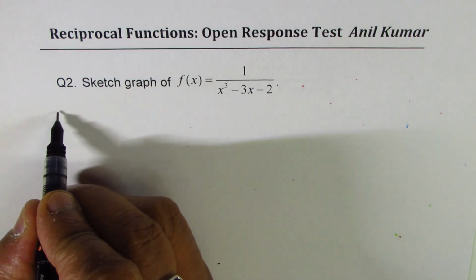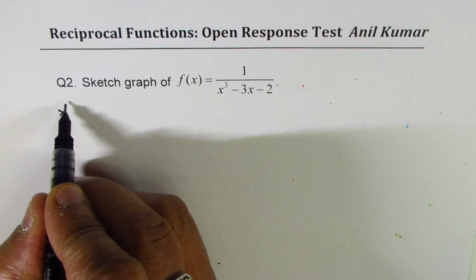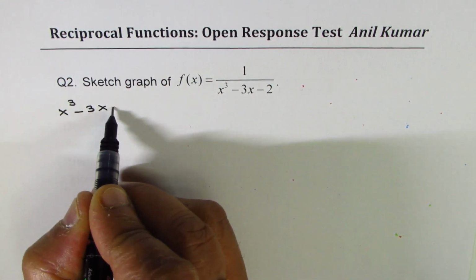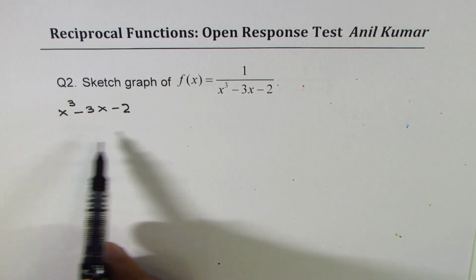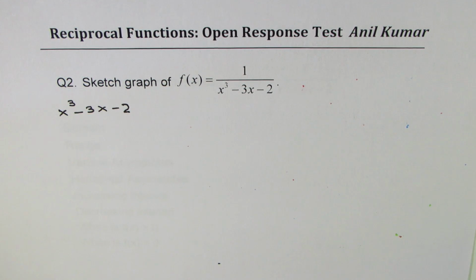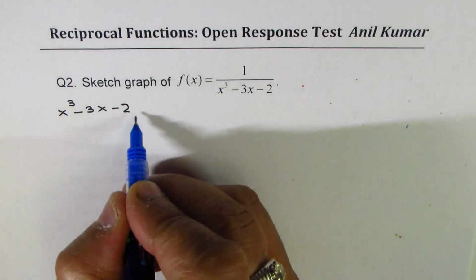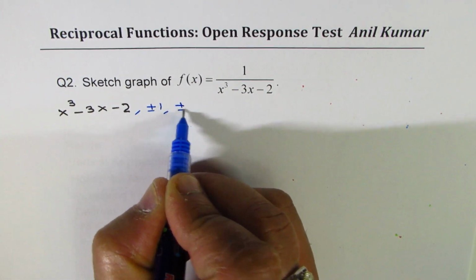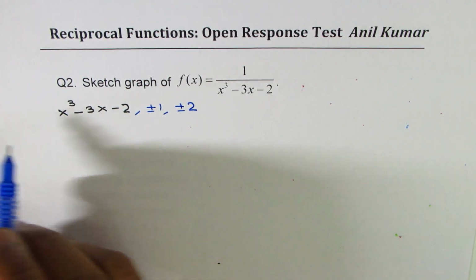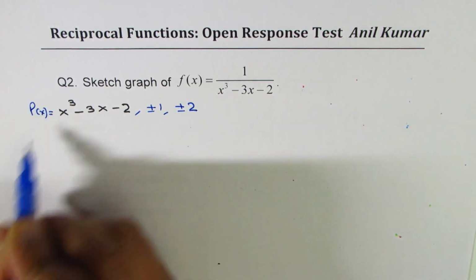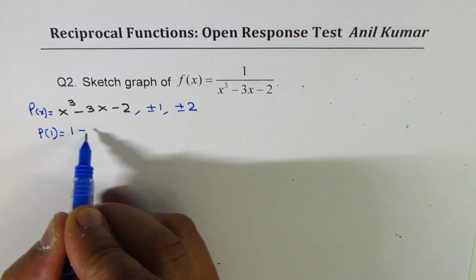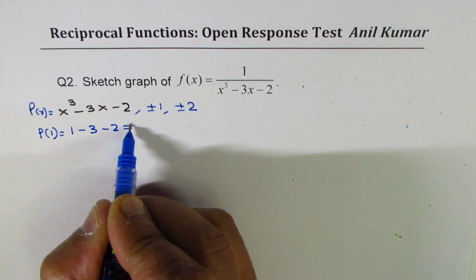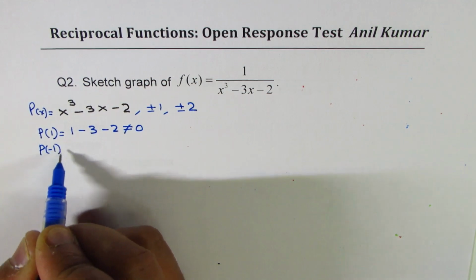Now in such cases, we should first factor the polynomial x cubed minus 3x minus 2, right? And then it will be easier to sketch the graph. Now to factor this particular polynomial, we could try the values which can be factors of 2. That means we'll try the values like plus minus 1 and plus minus 2. Correct? So let us say this is a polynomial p of x. So in that case, what is p of 1 equal to? If I write 1 here, I get 1 minus 3 minus 2, which is not equal to 0. Let me try negative 1.